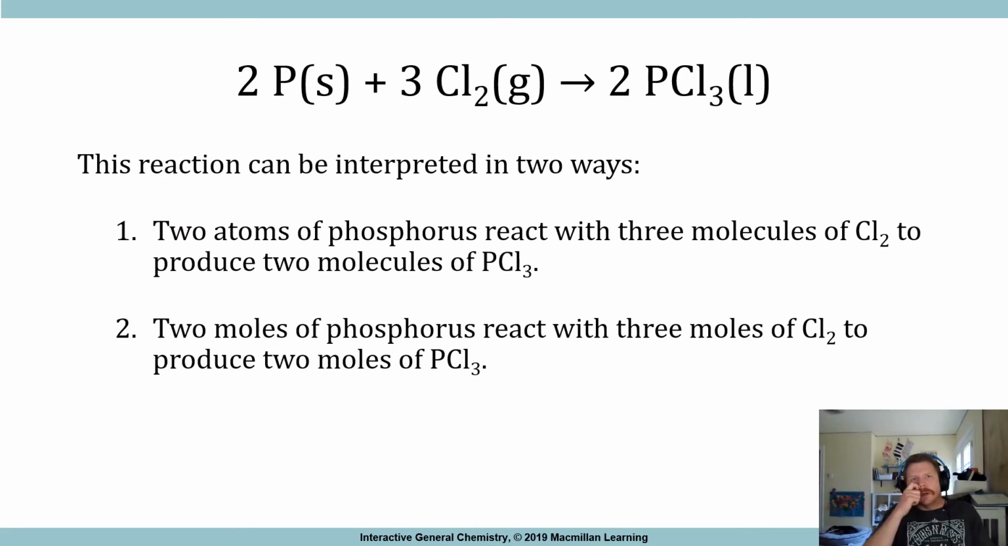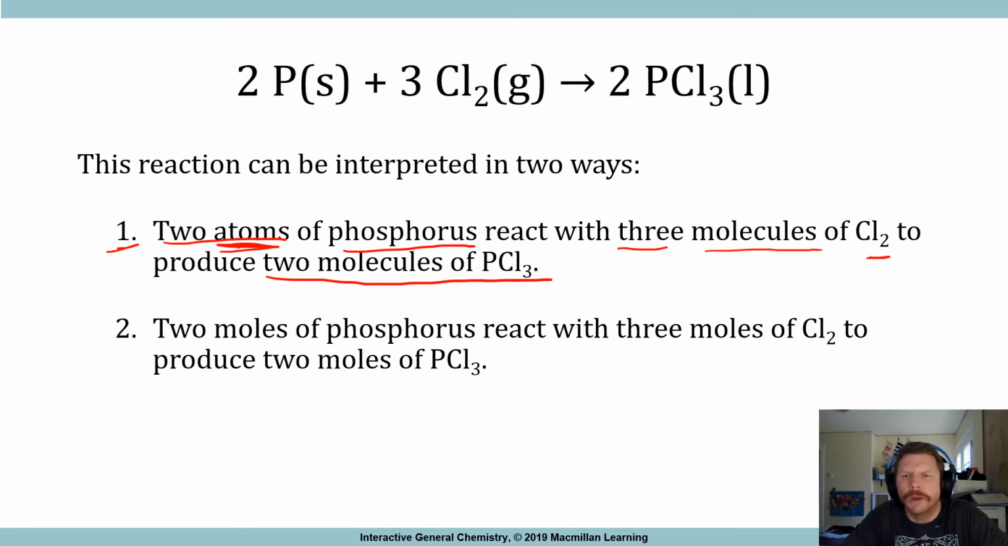All right, so here we have our balanced chemical reaction. 2P plus 3Cl2 yields 2PCl3. We've got our states there. A solid plus a gas equals a liquid. This reaction can be interpreted in two ways. The first way, two atoms. So we're talking about single atoms. Two atoms of phosphorus, P, react with 3 molecules of Cl2 to produce 2 molecules of PCl3. We've got our quantities: 2 atoms of phosphorus, 3 molecules of Cl2 react to form 2 PCl3.